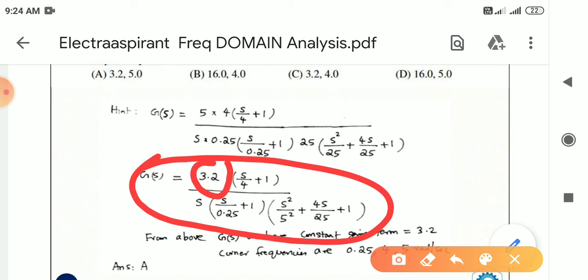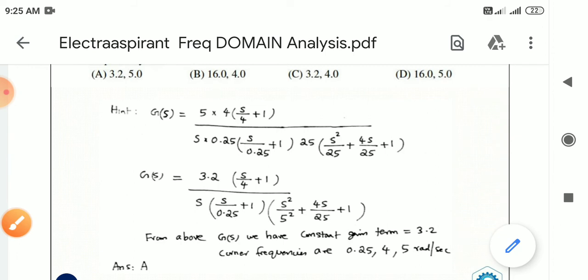And we know the corner frequencies are the reciprocal of the coefficients of the s terms. So this term has the corner frequency 4 rad per second. For this term the corner frequency is 0.25 rad per second, and for this term the corner frequency is 5 rad per second. So the highest corner frequency is 5 rad per second. Hence the option becomes A.